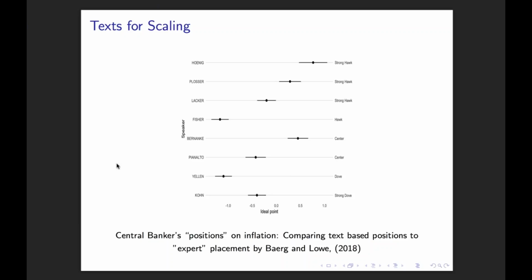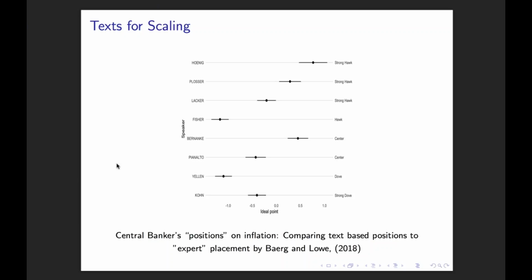So the second name from the bottom is the former chairperson, Janet Yellen. We score her as being relatively left-leaning on inflation, or dovish on inflation, compared to the previous chairman, Ben Bernanke, who is the fourth person from the bottom.